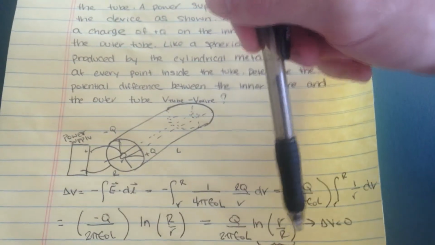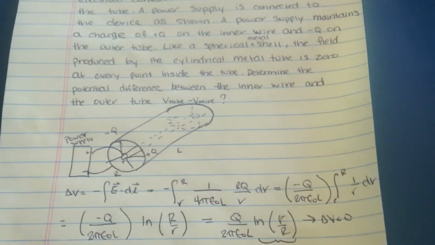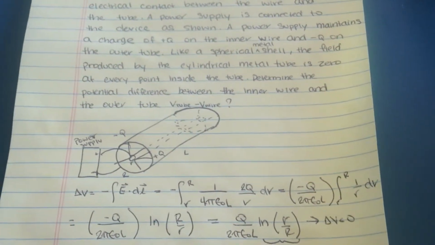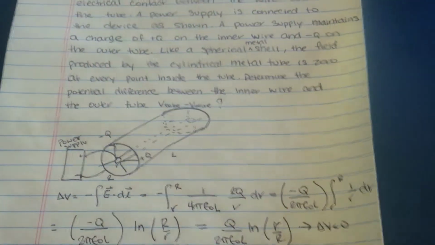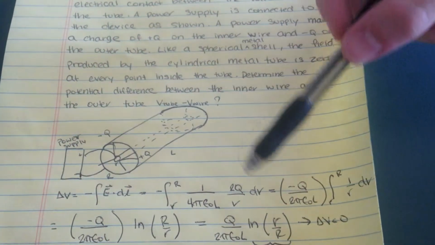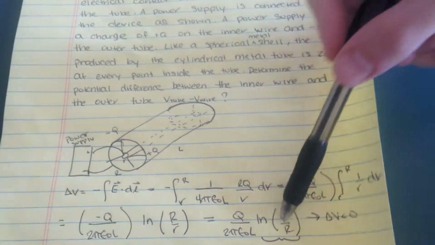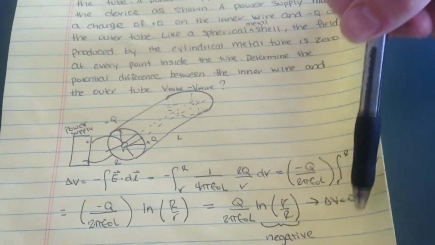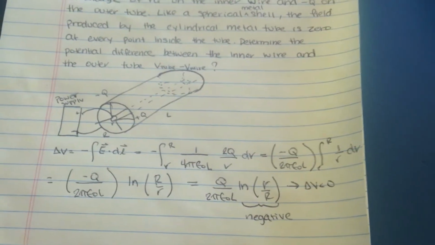And you can get rid of that negative sign by switching little r and big R in the ln term, which is just a logarithmic rule. As expected, this is smaller than that, so you'll get a negative term here, so the potential difference is going to be negative. So that is how you solve the integral.